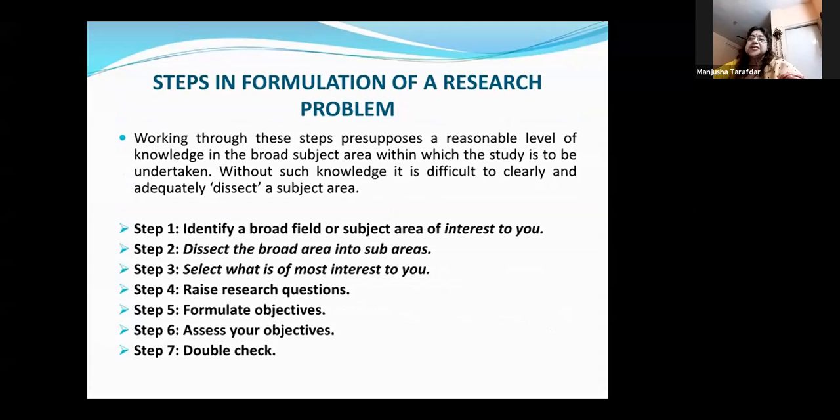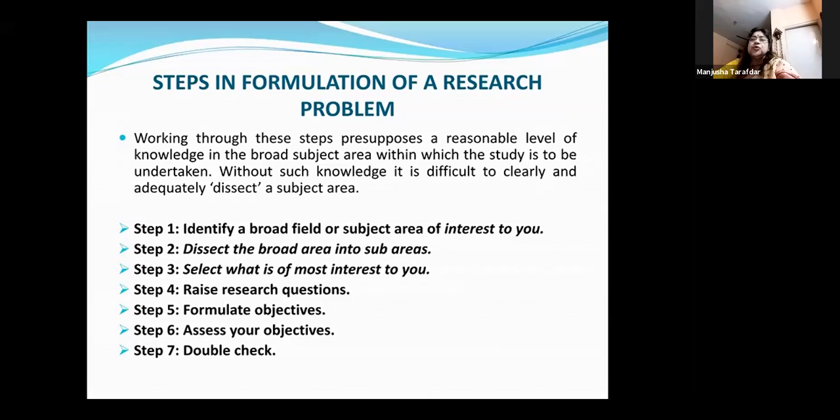Next step is formulation of a research problem. Research problem formulation is most important because when you are going to formulate your research problem, you have to prepare a number of questions. When you are satisfied with your answers to your questions, then and only then can you formulate your topic or research problem.